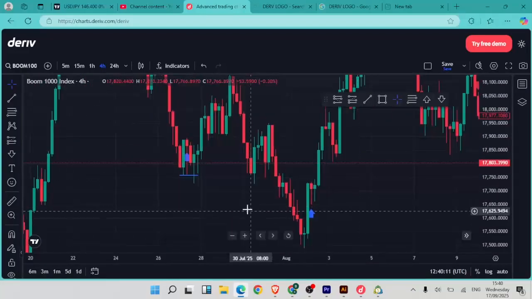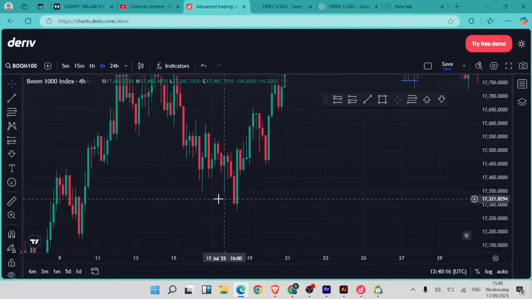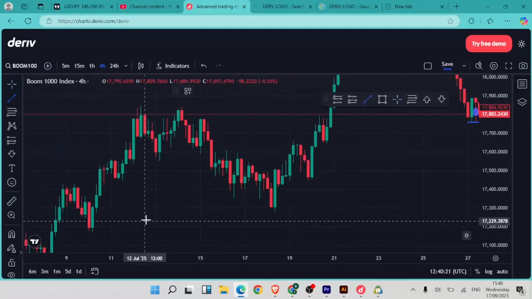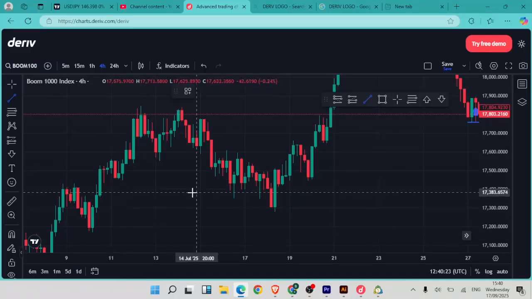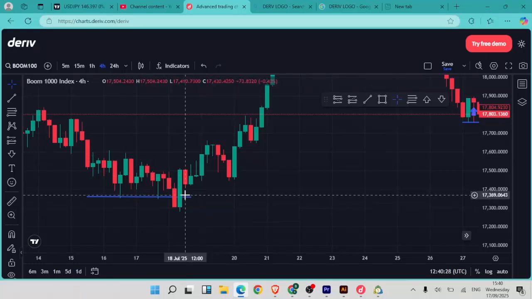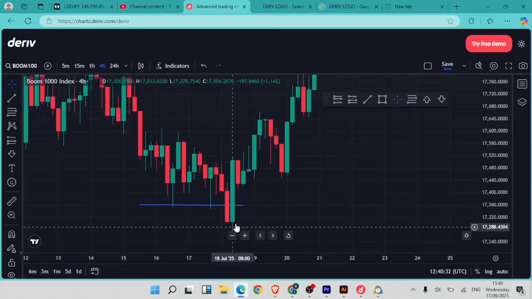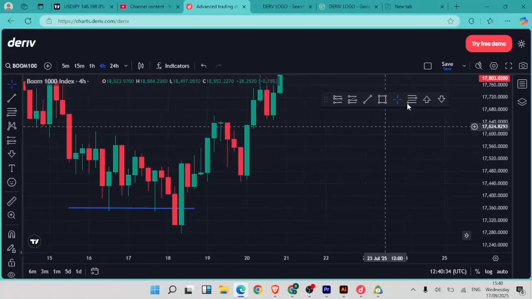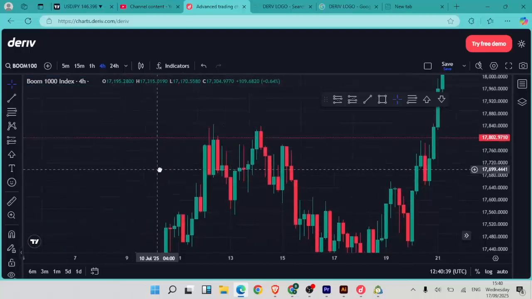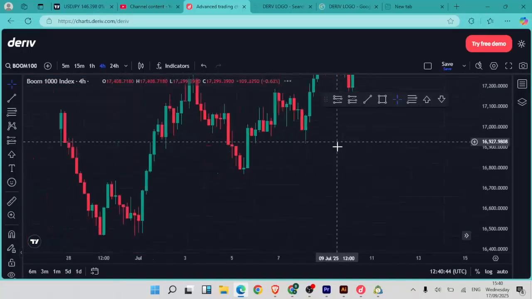That is an example of resistance. Let's see if we have anything else with support. You can look at this. We had support here. These are solid support zones, right? Support, and then price comes closing below it, faking a breakout, and then giving a bullish engulfing, you buy here, right? So these things, they work. So these are things worth looking at.